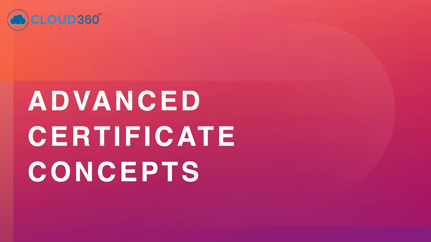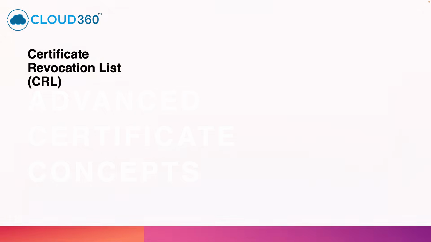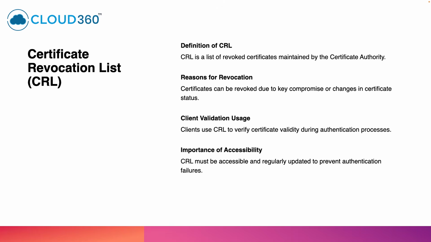Well, now let's talk about the advanced certificate concepts. In this list, number one is Certificate Revocation List. The CRL is a critical component of certificate validation in ADCS. It is the list maintained by the certificate authorities that contains the certificates that have been revoked before their scheduled expiration date.